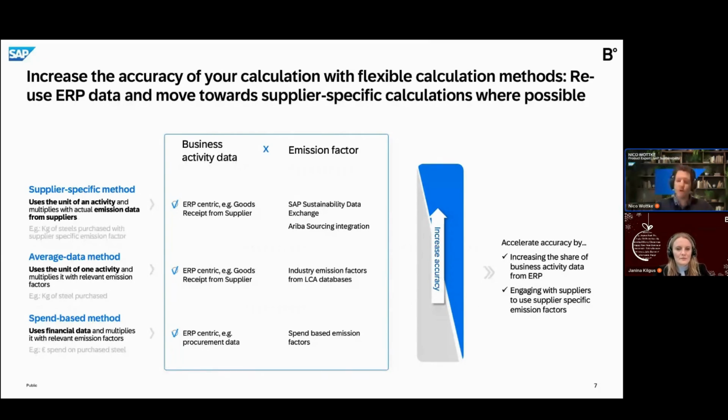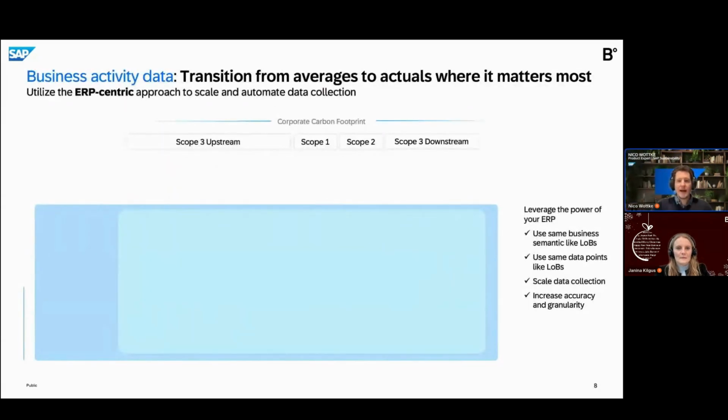And then over time, when you want to get at a more accurate level and really calculate actual footprints, then you can move to the supplier specific method, and then really use the unit of an activity and multiply this with actual emission data that you receive directly from your supplier. So you again use your activity data from ERP, but then get emission factors from your suppliers directly. And these emissions you can also then get automated via, for example, SAP Sustainability Data Exchange, or also via SAP Ariba Sourcing.